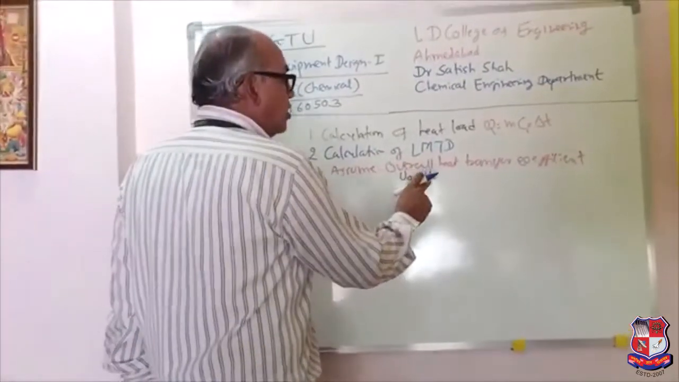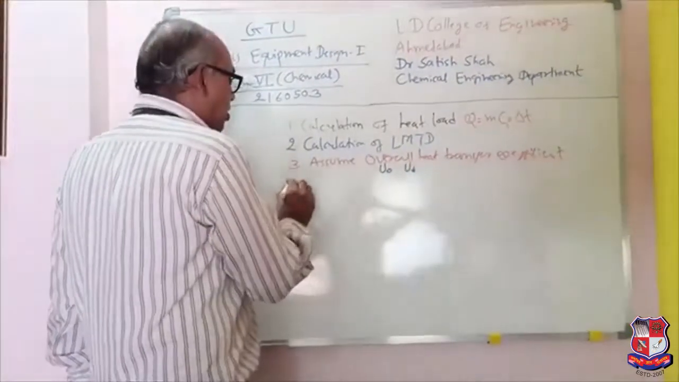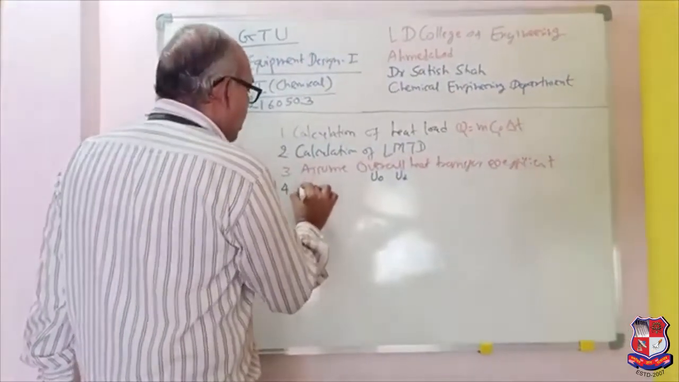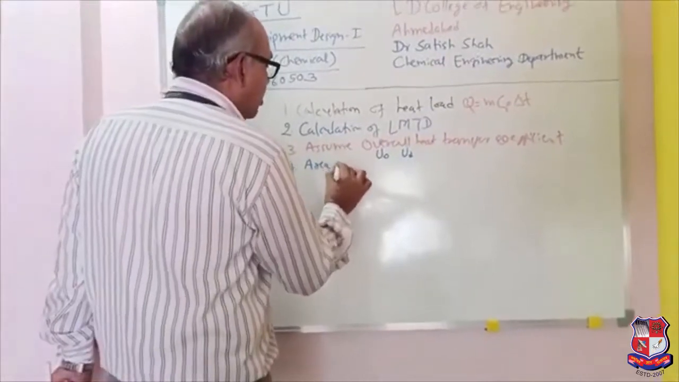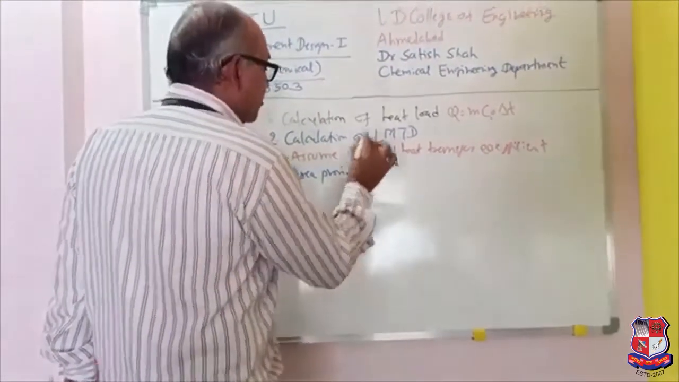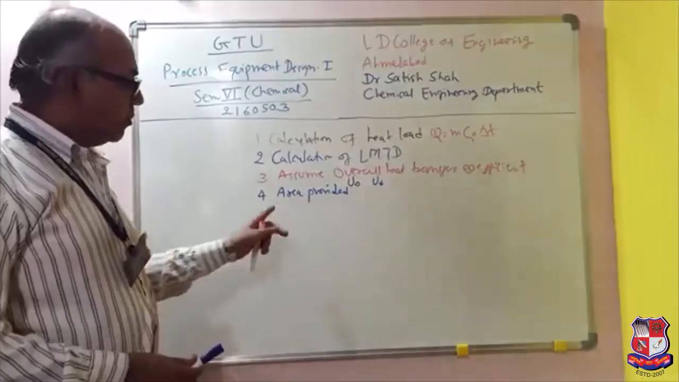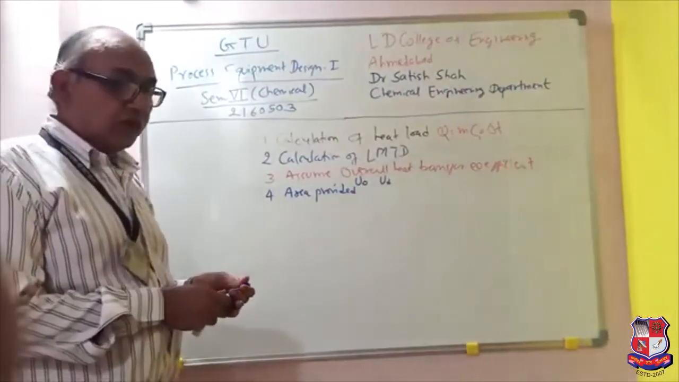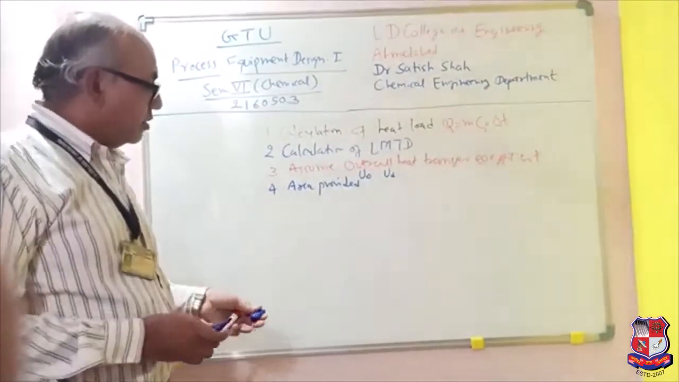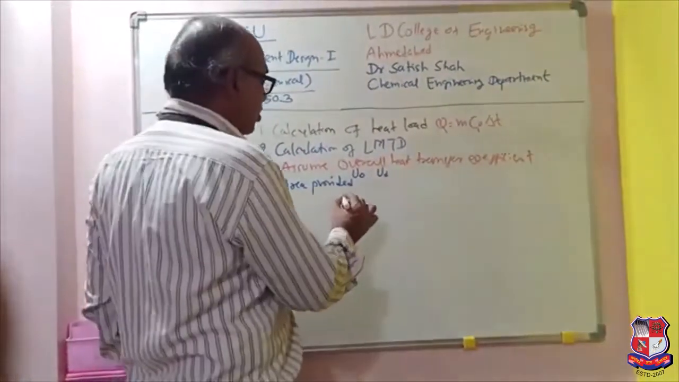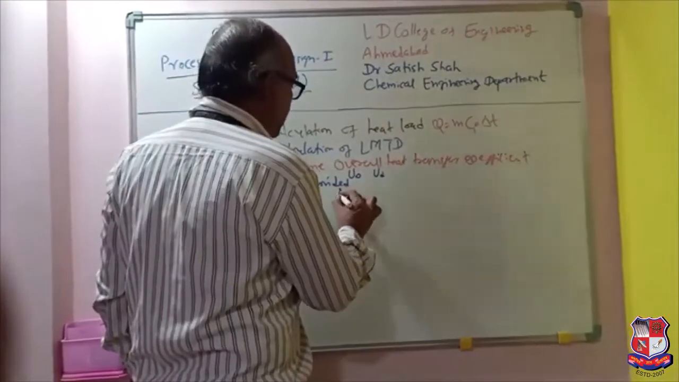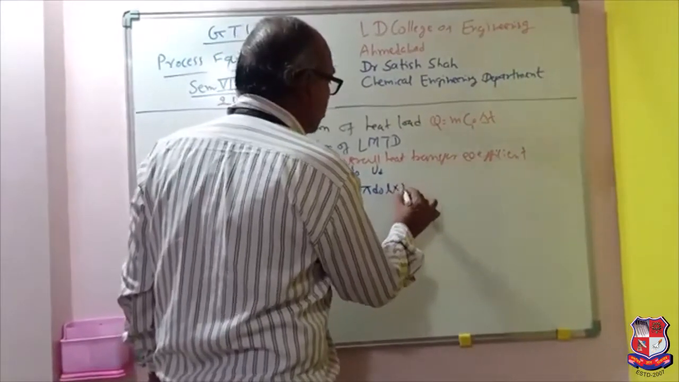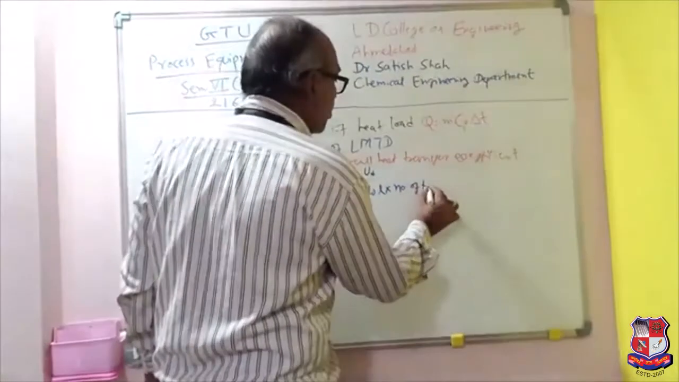So once you know the overall heat transfer coefficient, our next step, you will calculate the area provided. What you will calculate? Area provided. So the area provided, that is the surface area of the heat transfer, and that you will calculate using the formula: area provided is equal to pi Do L into number of tubes.